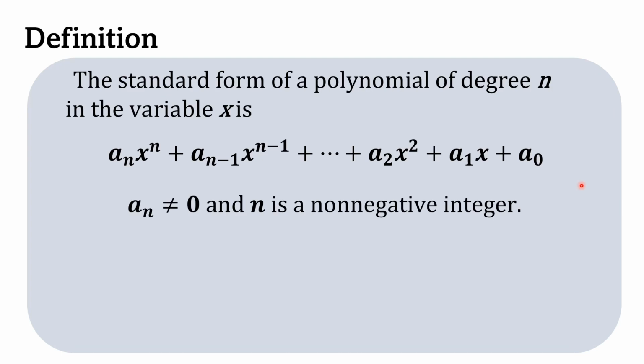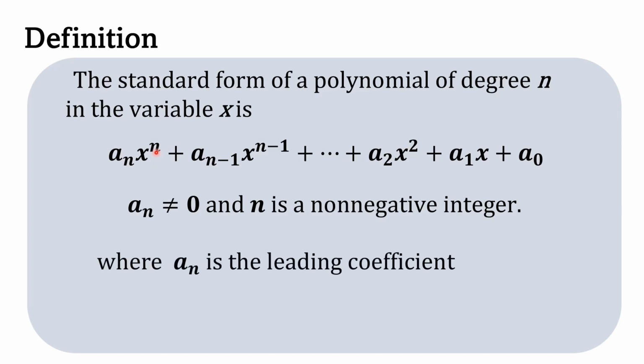A sub n is not equal to 0 and n is a non-negative integer, where a sub n is the leading coefficient and a sub 0 is the constant term, or simply constant. Now, to get an easier grasp on the definition of a standard form of a polynomial, let's have examples.